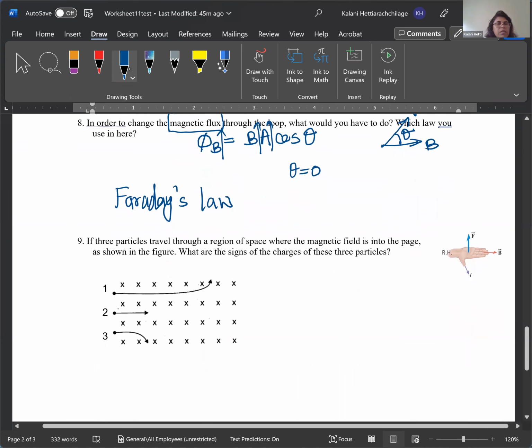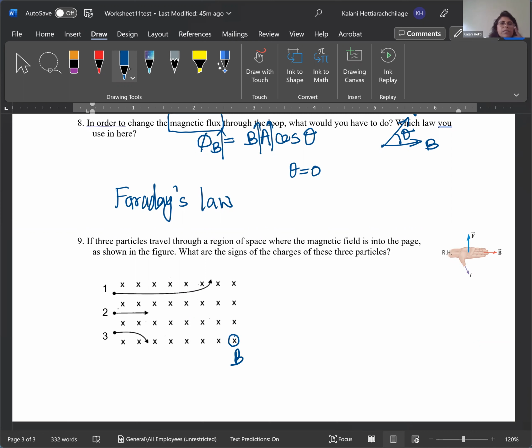Okay, so last question. Three particles travel through a region with a magnetic field into the page. Sometimes people use just a cross or a circle with a cross, which is magnetic field inward. And as shown in the figure, what are the signs of the charges of these three particles? So now we need to use the right hand rule, and we need to identify which charge is which. We're going to use the right hand rule for the positive charge. Let's use number 2. So the formula that we have, F equals qVB sine theta, magnitude wise, right?